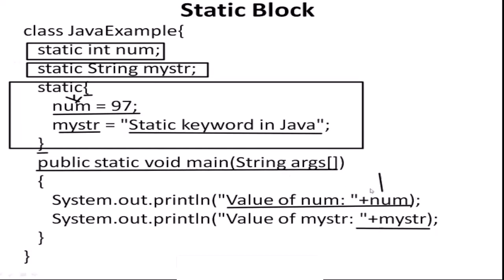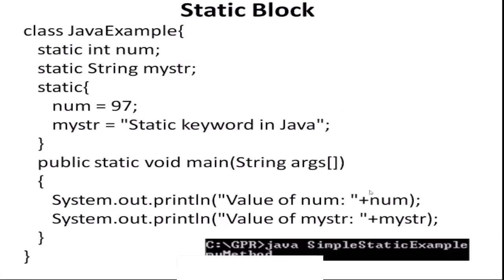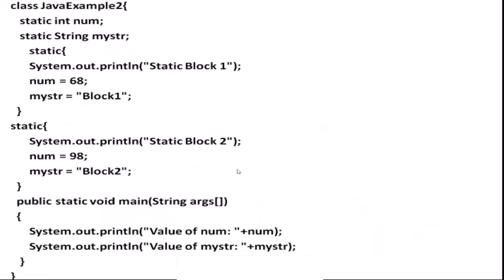So now we are going to print the number, and we are going to print the my str. My number consists of the value 97. Next, my str consists of the static keyword in Java. So the output is going to show a static block, my string str.